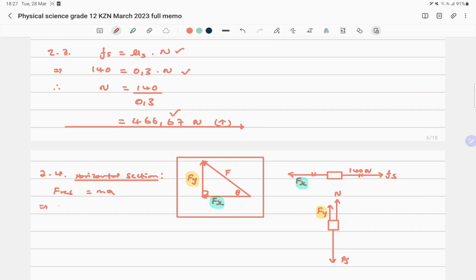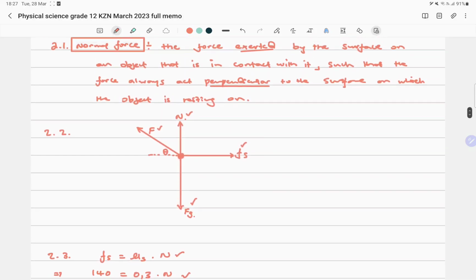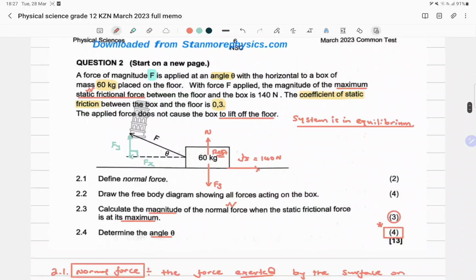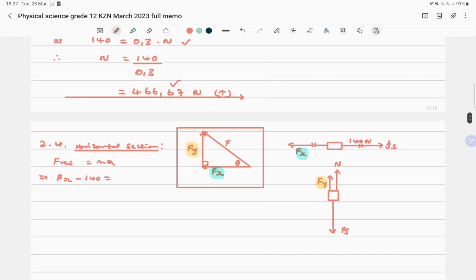which implies that Fx minus 140. I'm just going to substitute straight up, guys. It's a waste of time to do anything else. This is going to be what? What was the mass of this object? I kind of forgot. It's 60 kgs. Okay.